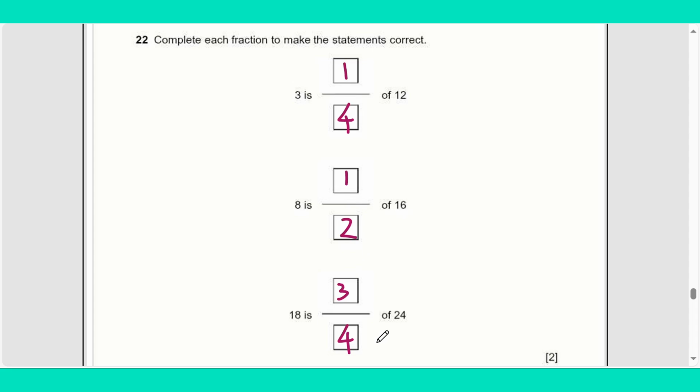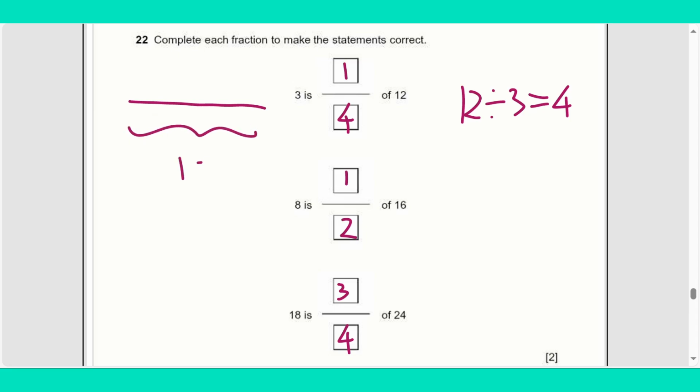How do we get the answer? So we see 3, from 12 divided by 3 is 4. So then 3 is 1 out of 4 of 12. Okay, so if this is 12, we divide it into 4 sections.